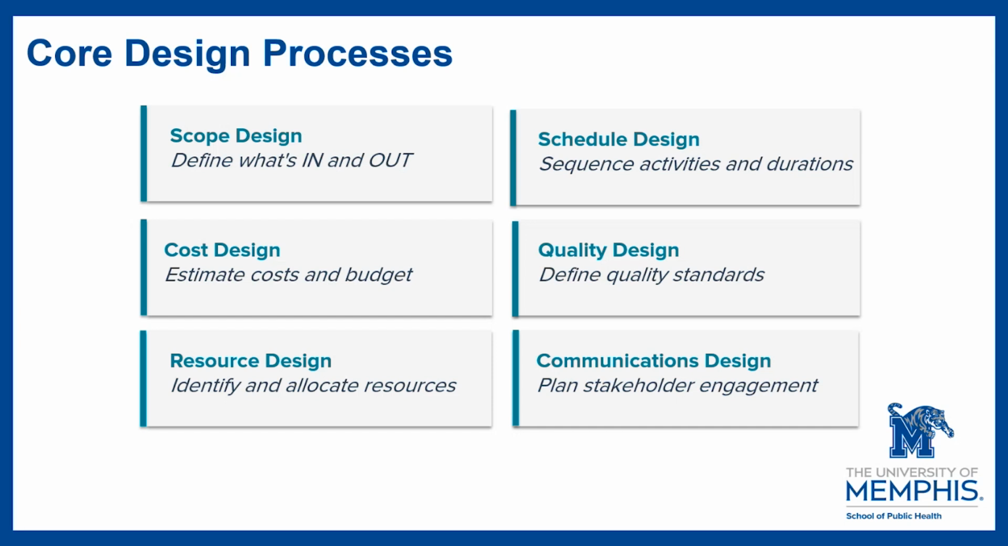Number 5 is resource design. What resources are needed? Resource design identifies the people, the skills, the equipment, the supplies, and other assets required to deliver the project. Here, you're going to ensure the project has the right capacity at the right time.